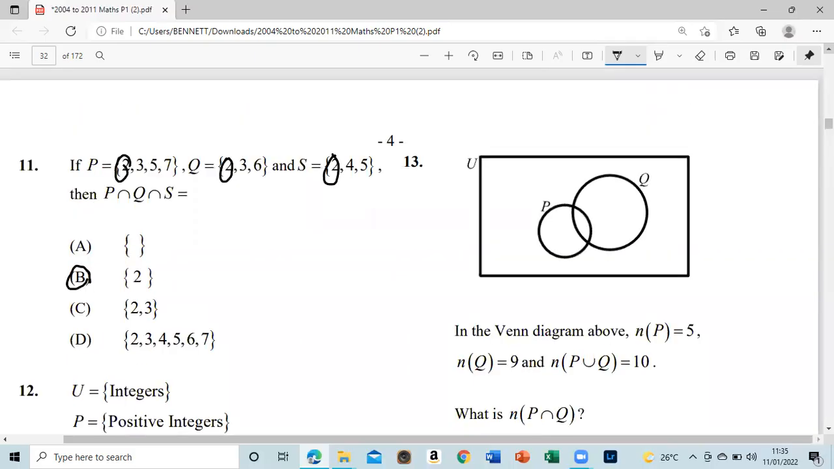It says in the Venn diagram above, the number in P is 5. Should I put them in? The number in Q is 9. This guy is 9. And P and Q combined gives us 10, right?